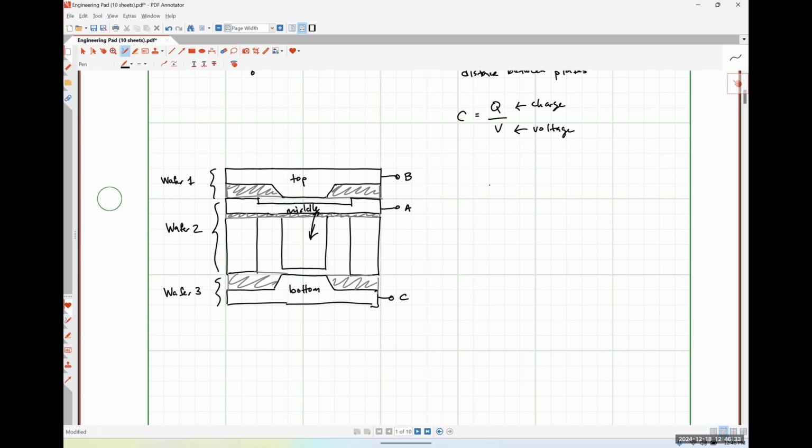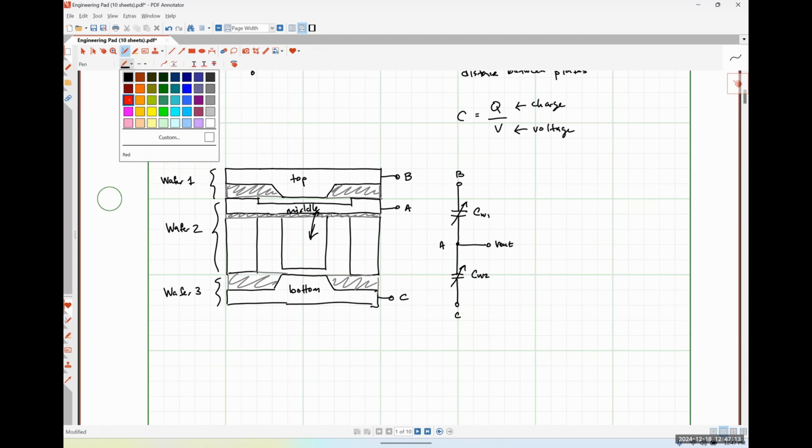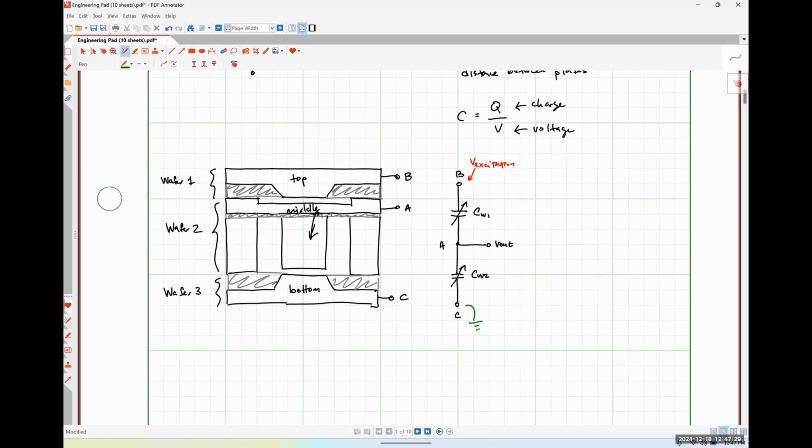But from a circuits perspective, effectively what we have is here's node B. We have some variable capacitance that I'm going to call CW1. Here's node A. This might be where we take our output voltage for this accelerometer, put it into some sort of amplifier. Here's another variable capacitor, which I'm going to call CW2. And then here's node C. Typically speaking, we might apply some excitation voltage here, could be DC or AC. And typically speaking, we might apply ground down here.